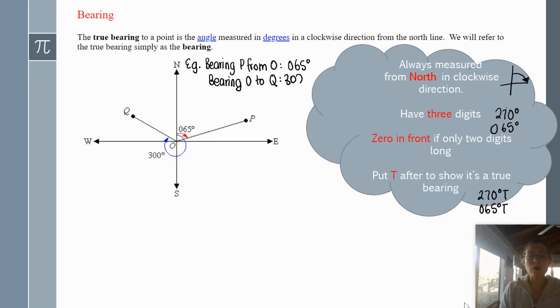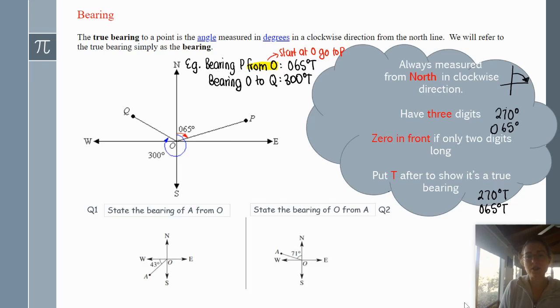The bearing of O to Q, again, we look at O, we start from the north line and we go all the way around to Q. And that will take me about 300 degrees. So I put 300 degrees true. Have a note that when you see a point, say P from O, you always start at that second letter, so after the "from". So you do it backwards. So you start from O and go to P.